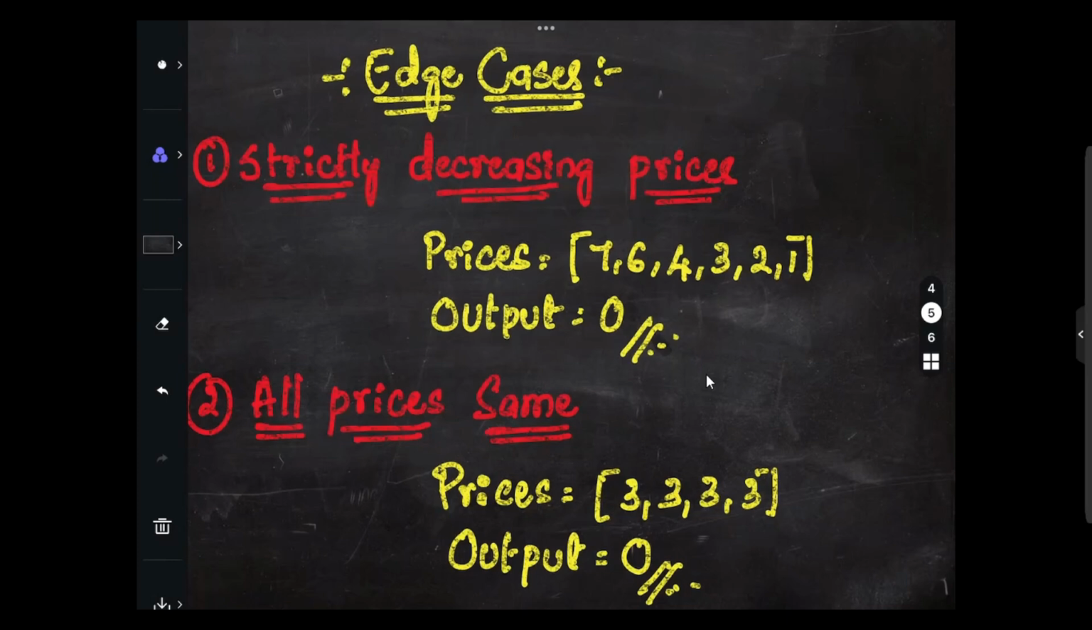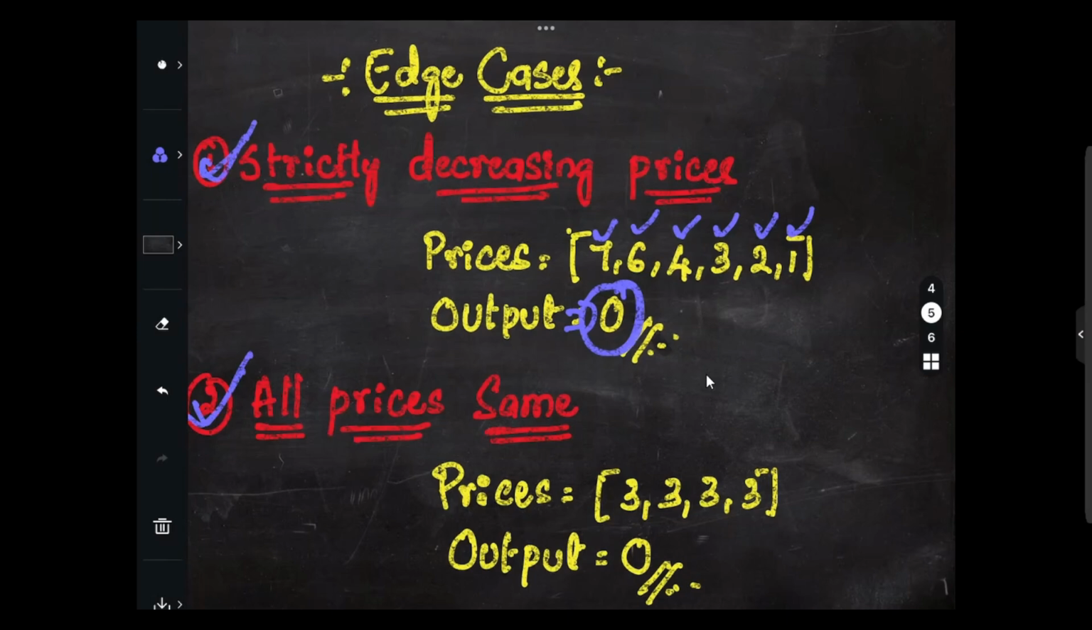So the first edge case here is strictly decreasing prices. We have strictly decreasing prices 7, 6, 4, 3, 2, 1. We have already discussed this one in the example part. Output will be 0. Why is the output 0? Because no profit is possible. Simple to understand, right? This is for the condition strictly decreasing prices.